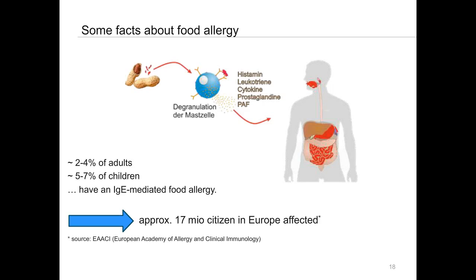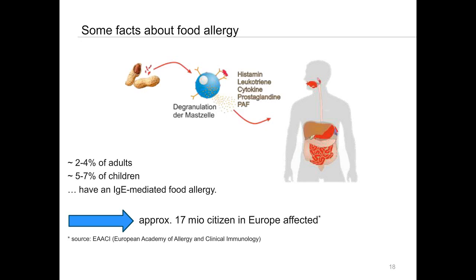So this is approximately 17 million citizens in Europe that are affected by a real food allergy, and the numbers are similar in North America. In the US, we have something around 8 to 9 million food allergics, and the prevalence is similar, something between 2 to 4% of the adults and something around 5 to 7% of the children in the US also suffer from food allergy.